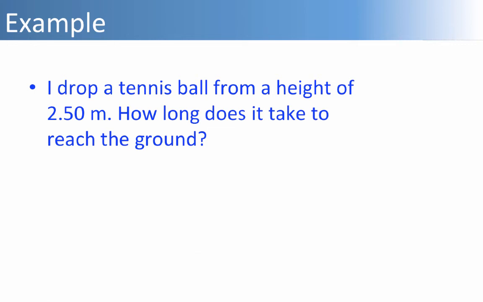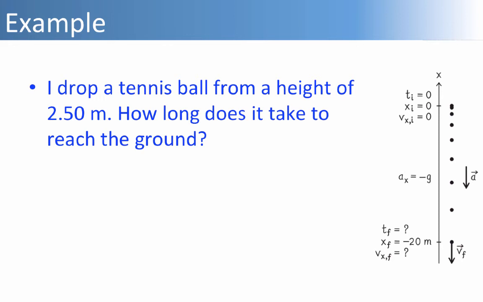Let's do a simple example. Let's say we drop a tennis ball from a height of 2.5 meters. How long does it take to reach the ground? So the first thing we do is draw a motion diagram where we've got our initial position, our initial time is 0, our initial velocity is 0, and we know the downward acceleration is equal to minus g. We're going to introduce this term for g being the acceleration due to gravity. And then we want to figure out the final time and the final velocity.